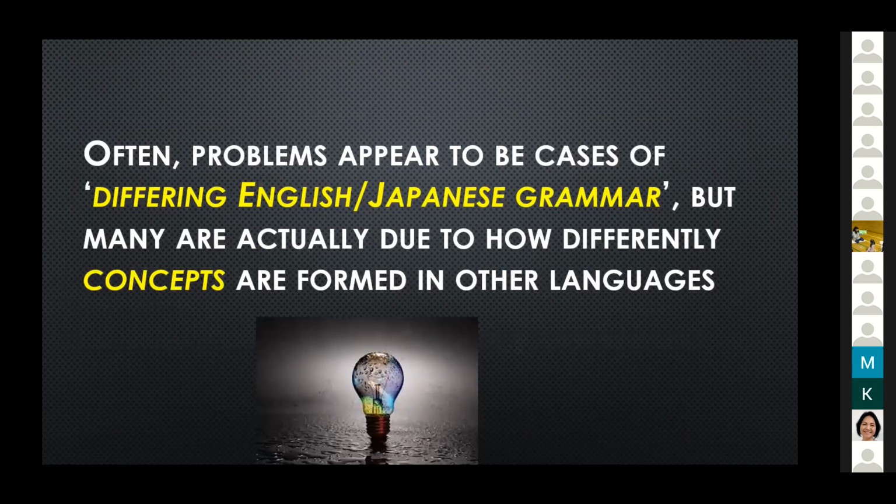I'm going to shift gears here. Sometimes people say that we should teach grammar because obviously Japanese and English grammar are extremely different. But many of these things that look like grammatical differences are actually what are known as ideational or concept differences when you go from one language to another, and they're not really grammatical problems. I'll give you some examples.